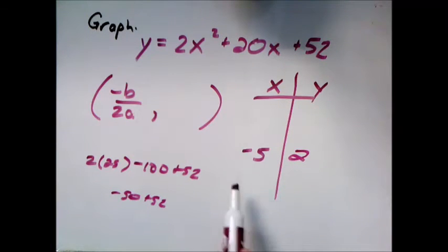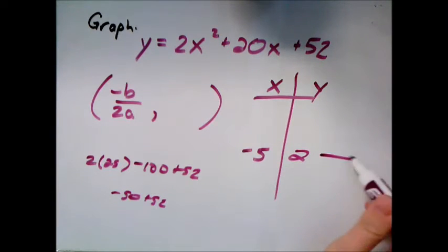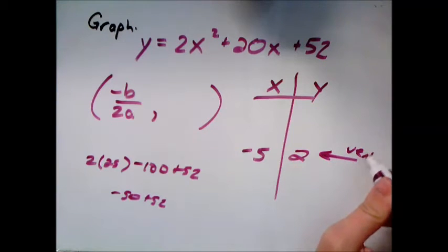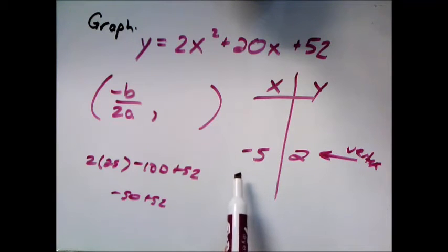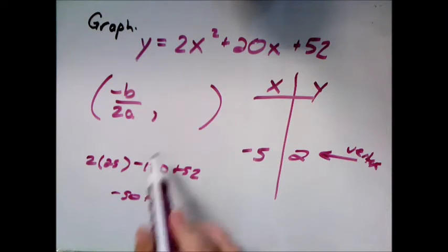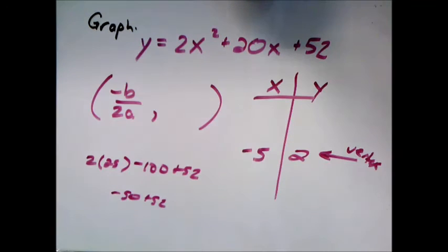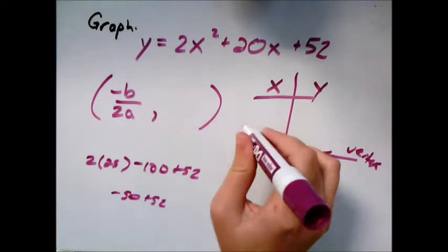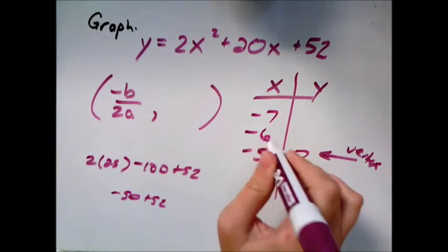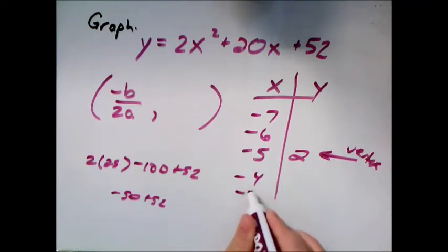Alright, so now if we're going to do 2 points on either side, it's helpful that I know that this is the vertex. And so I'll do the 2 points that are closest to it, because notice if you go way too far away, you can end up with points that are way too high for your graph anyways. They go outside the window of the graph. So let's just do 2 points that are really close to this. Let's do negative 6 and negative 7 on that side. And we'll do negative 4 and negative 3 on this side.